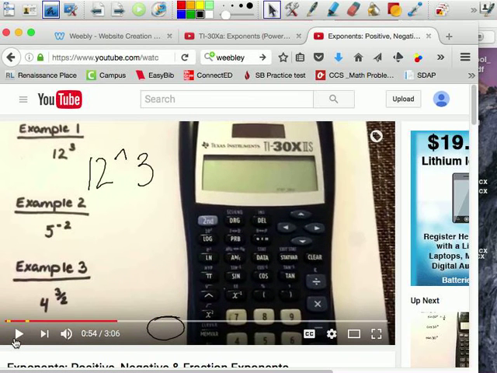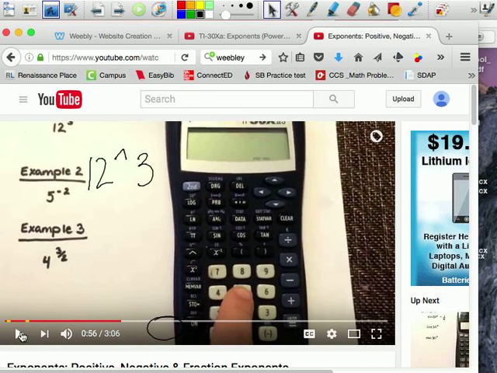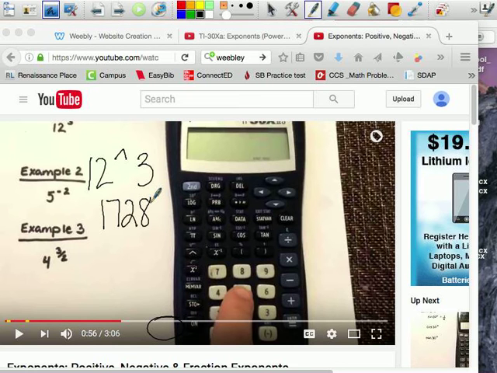And you should get 1,728. So now I want you to pause the video and try typing in 12 caret 3 and make sure you get the same number. 1,728. The caret key is right here, right there on your calculator.